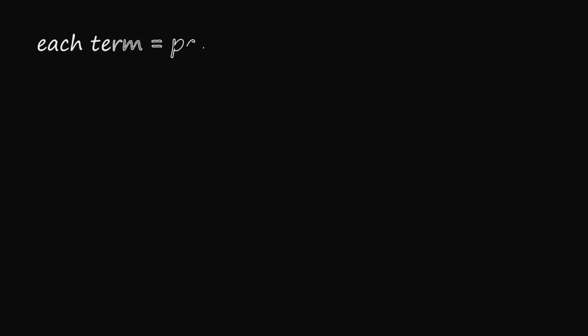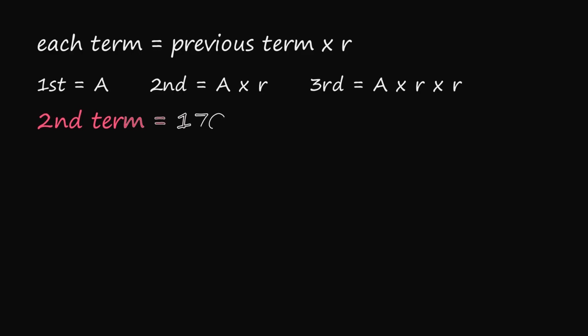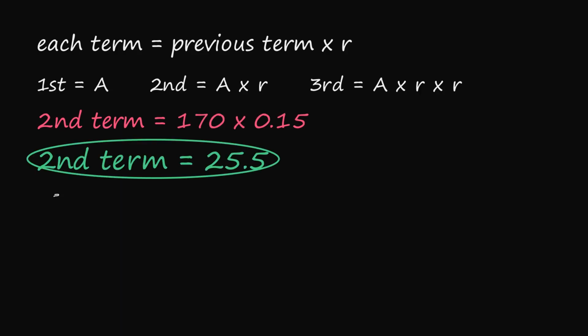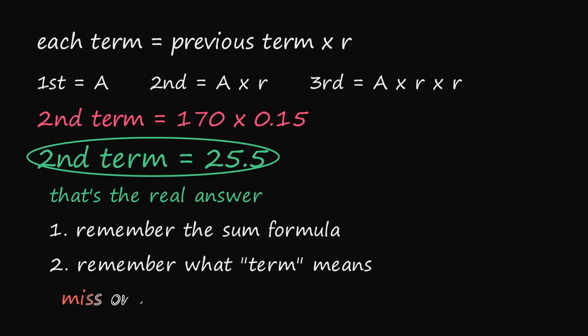It's a sequence where each term is the previous term times the common ratio. First term is a. Second term is a times r. Third term is a times r squared, and so on. So the second term is just 170 times 0.15. That gives me 25.5. That's the actual answer. Two things had to go right here. You had to remember the sum formula, and you had to remember what second term actually means in a geometric sequence. If you missed either one, you got the trap answer instead.